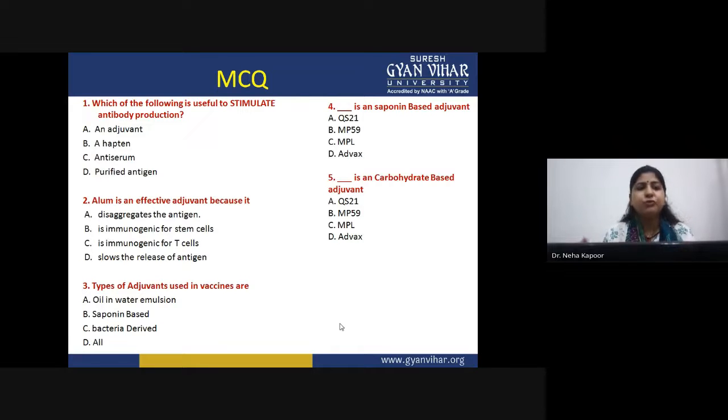These are a few MCQs pertaining to this lecture: which thing is basically used to stimulate antibody production, what are the FDA approved adjuvants, why we need to use them, what are the challenges, what are the different types of adjuvants that we use in vaccines, whether there are any saponin based vaccines, carbohydrate based adjuvants, and what are their side effects and limitations. All of these things are discussed in this lecture.